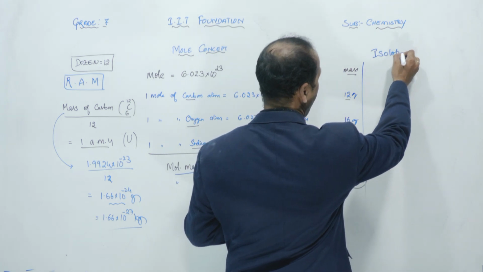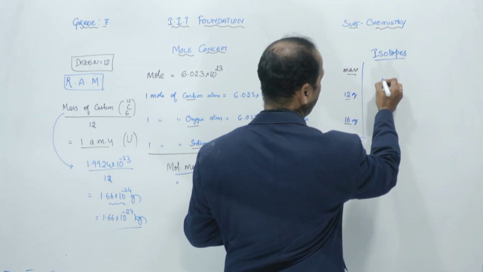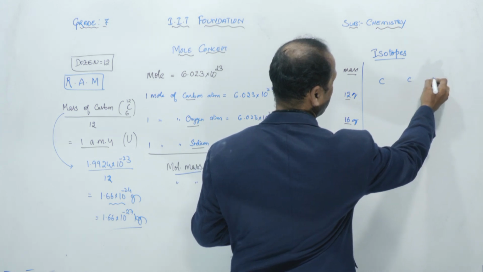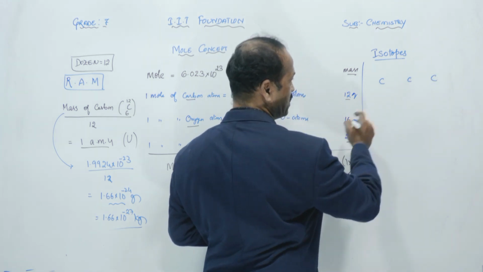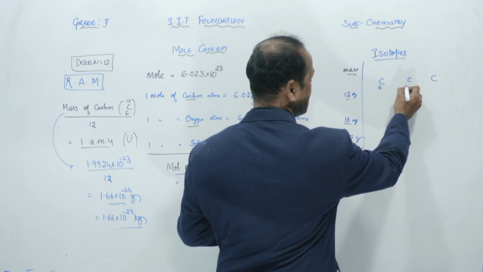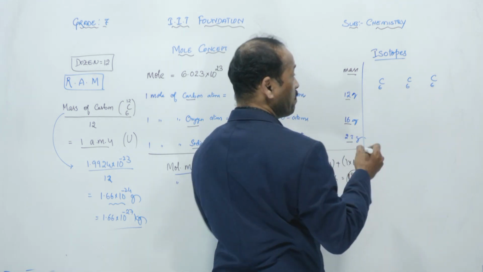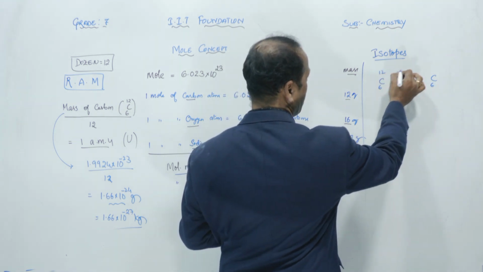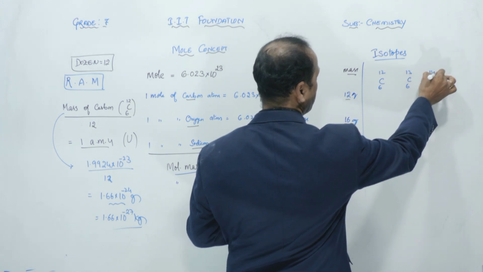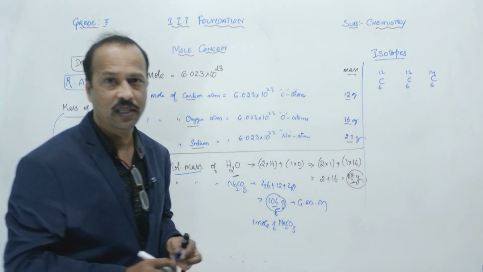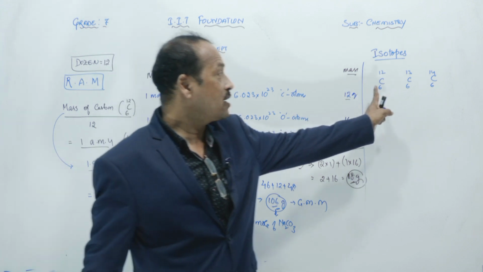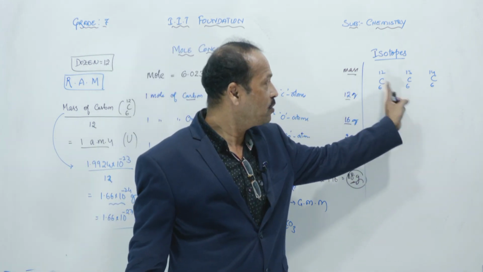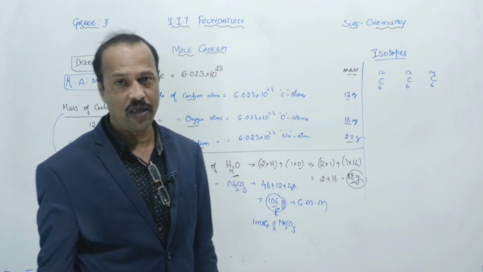Isotopes means what? Atoms of same element. For example, see carbon, carbon, carbon. All same atoms with the same atomic number 6. But if their mass numbers differ, like 12, 13, 14, then these are called isotopes. What are they called? Isotopes. Atoms of same element with the same atomic number but different mass numbers are called isotopes.